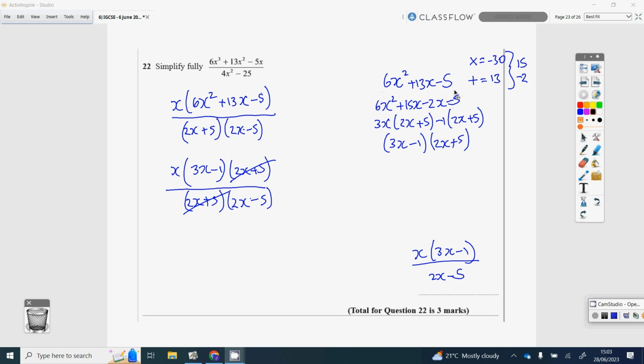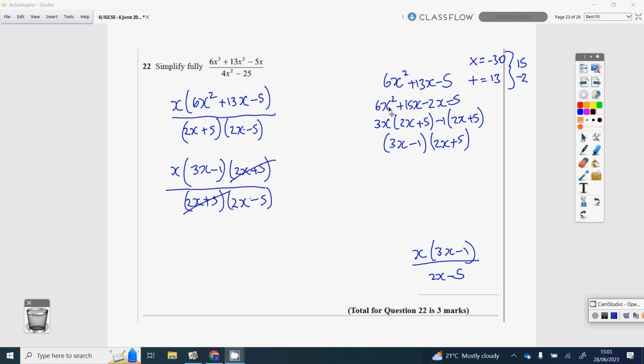So I'm looking for two magic numbers that multiply to be 6 times minus 5, which is minus 30, but add to be the coefficient of x, which is 13. So that's 15 and minus 2. Now, step 2, I move away from having 3 terms to 4 terms. I split this plus 13x down into 15x and minus 2x. Doesn't matter which way around, but that's what I've done here.